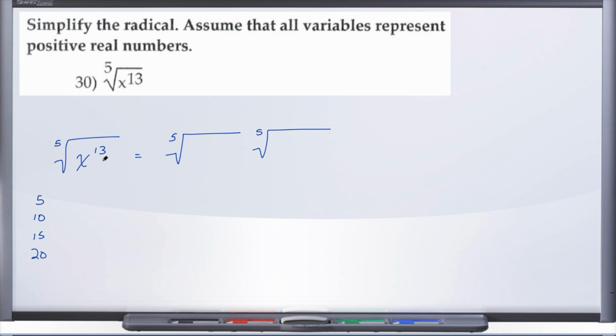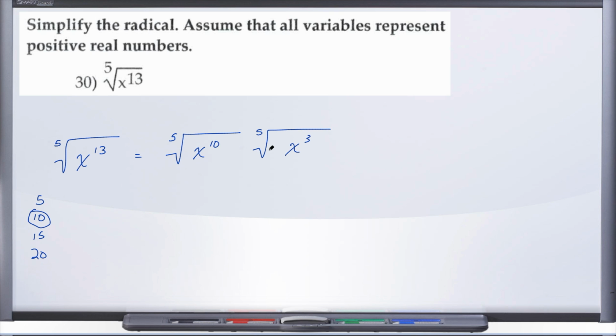So we then ask ourselves, well, what is the next number down from 13 that is a multiple of our index? Well, the next number down from 13 that's a multiple of 5 is 10, right? So when we break x to the 13 up into good stuff, bad stuff, x to the 10 will be good, x to the 3 will be bad, and 10 plus 3 gives us our 13. And that's all we did.